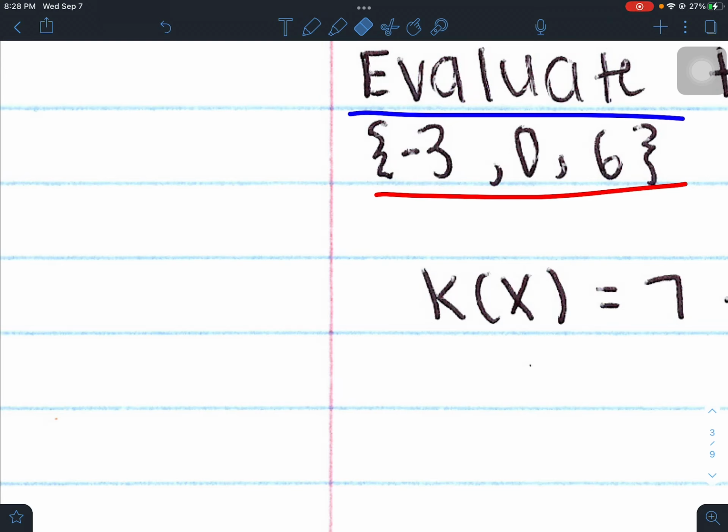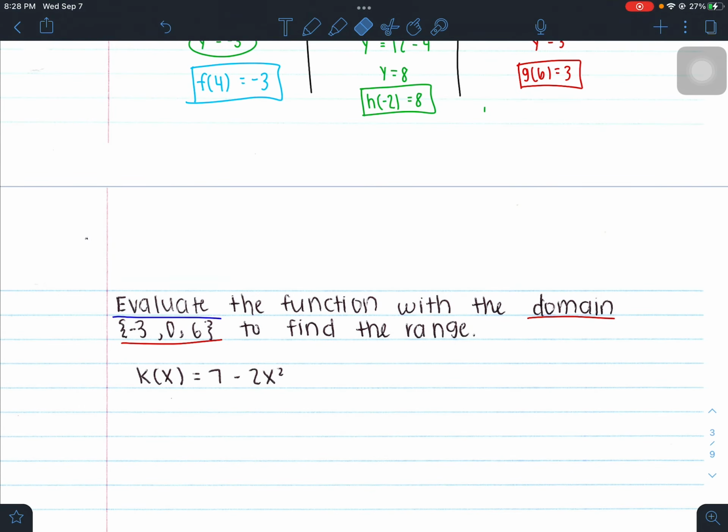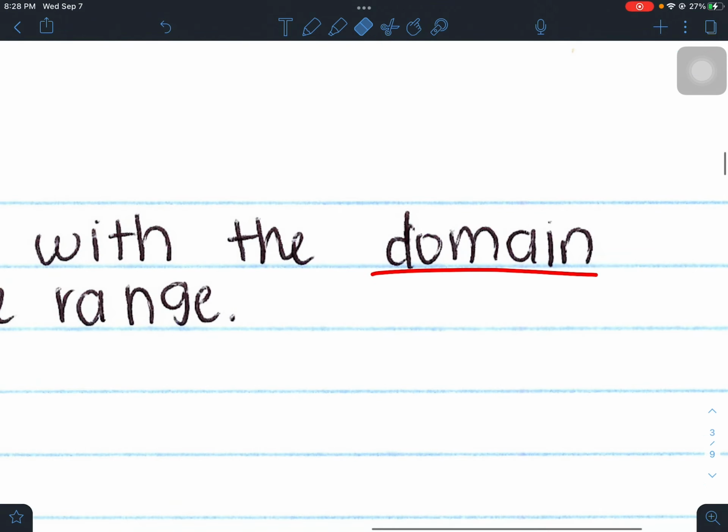So they're listing out numbers for us. They're listing out -3, 0, and 6. So they're listing out 3 separate numbers for us. But more specifically, they're listing us numbers in the domain. So it says evaluate the function with the domain {-3, 0, 6}. Now, what variable is associated with domain? Your x variable. So they're technically giving us our x values.